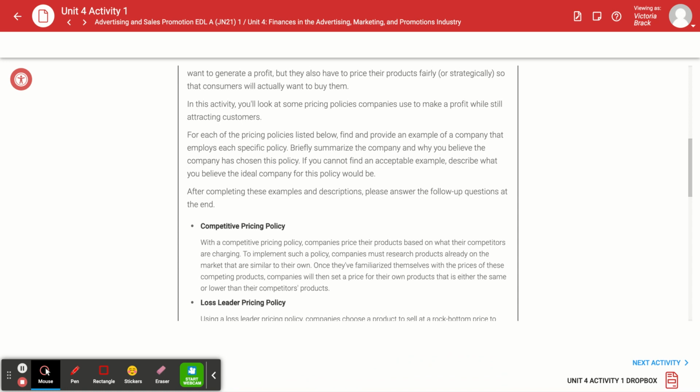Now, these can be well known companies, or they can be something that's maybe in your local community or one that you have experience or knowledge of. So it could be anything from Coca-Cola to AT&T, or it can be the mom and pop shop down the street from your house. But if you can't find an acceptable example, if you're really struggling to think of a company that uses that pricing policy, you can describe what you think the ideal company would be for that policy.